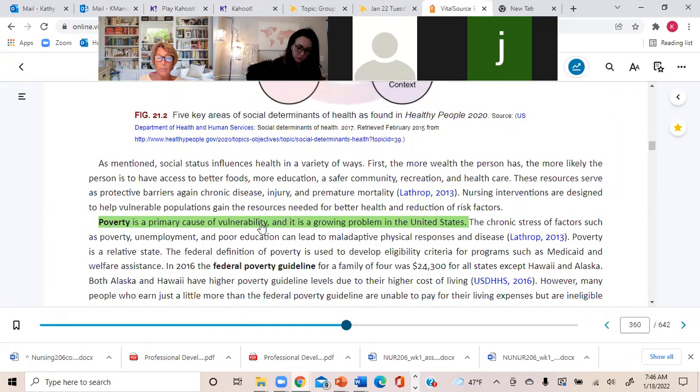What is poverty? Note this, put this down, because it's going to come up several times. Poverty is considered the primary cause of vulnerability. So for purposes of this class, we talk about poverty and financial health as having a direct impact on the health of the individual, the family, and the community.